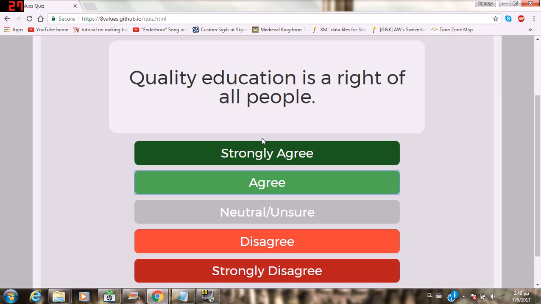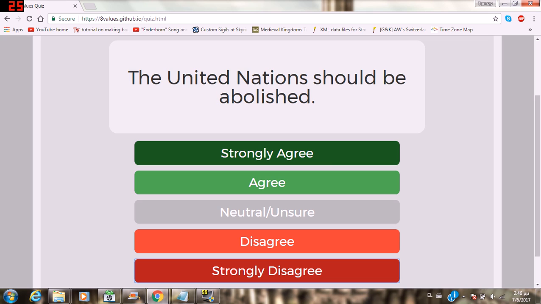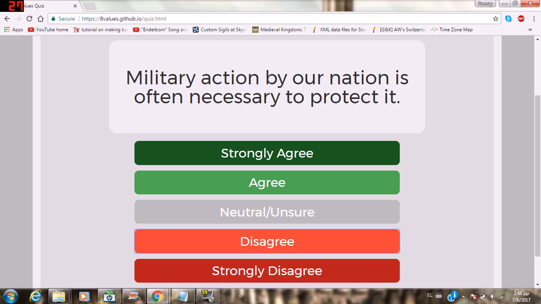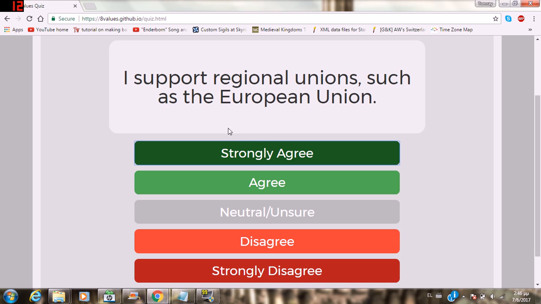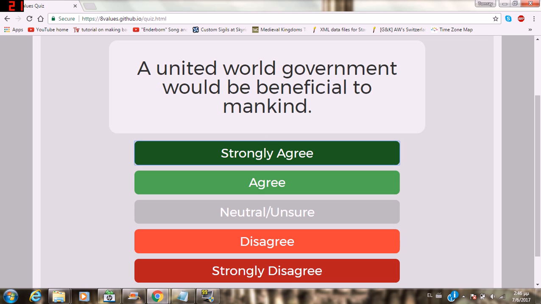Quality education is the right of all people? Absolutely. The means of production should belong to the workers who use them? Fuck no. The United Nations should be abolished? No. Military action by our nation is often necessary to protect it? Absolutely. I support regional unions such as the European Union? Fuck no. It's important to maintain our national sovereignty? Yup.